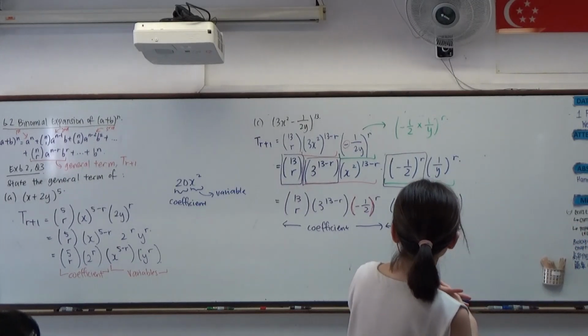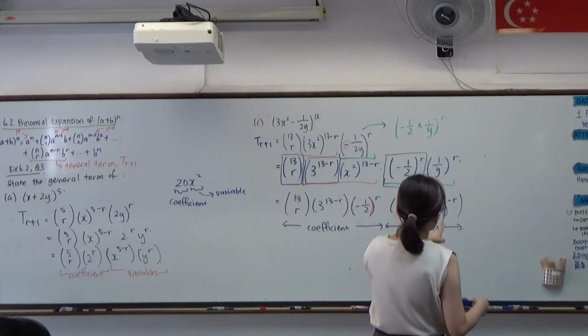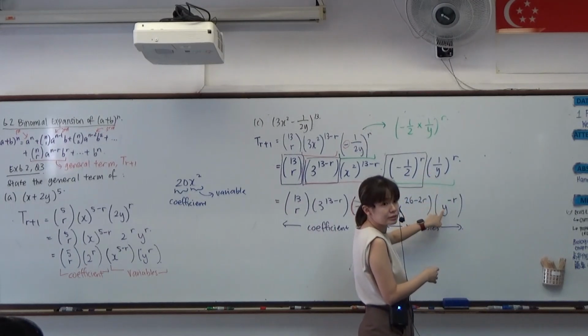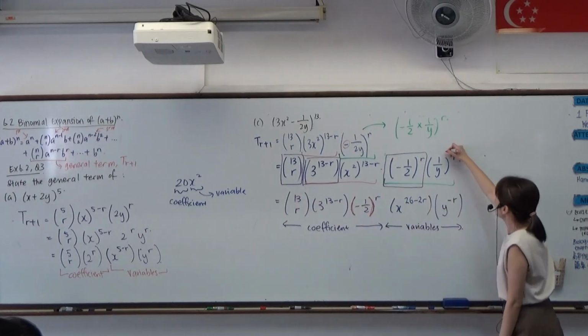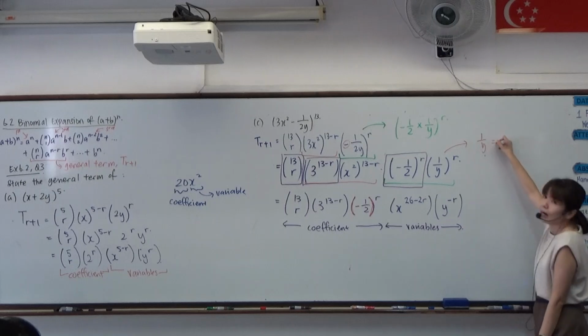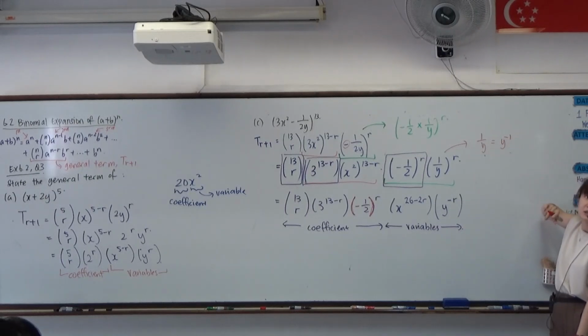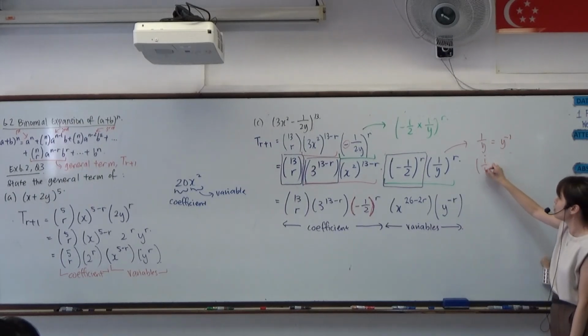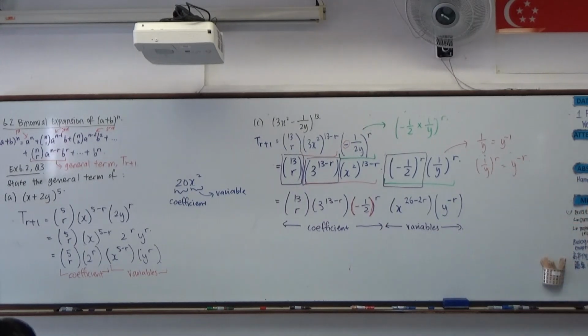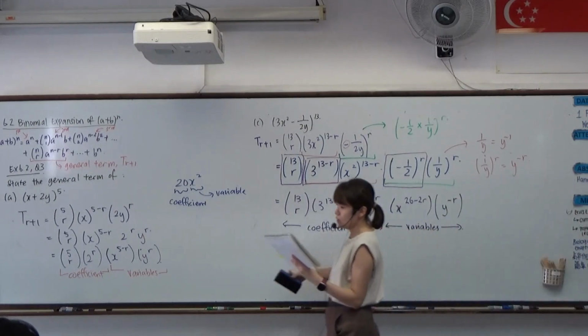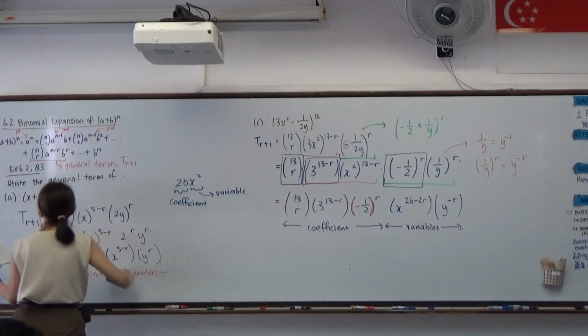The 5 minus r, y, this one, how did it become here? How did this come here? It is because 1 over y is y to the power negative 1. So 1 over y to the power of r equals y to the power negative r. And anything else to clarify? So this is to build up to the next thing. We will look at try 9 now.